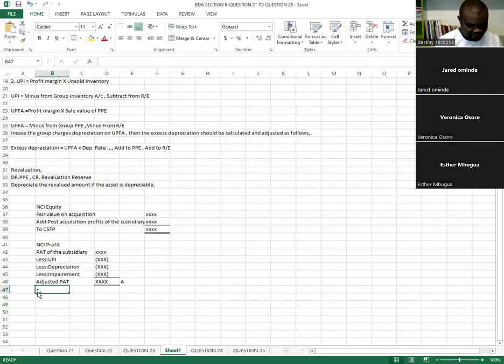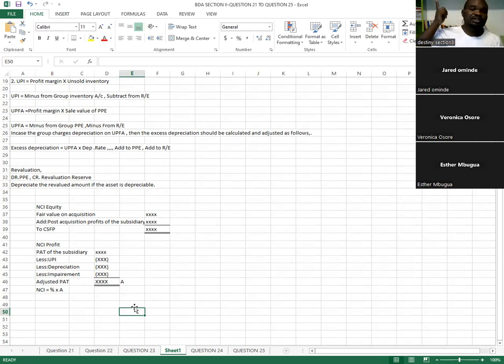Therefore, NCI is equal to their percentage. You take the percentage of NCI times A. That is the value of the minority. So you share after adjusting the profit after tax of the subsidiary. That is what you give the minority shareholders.